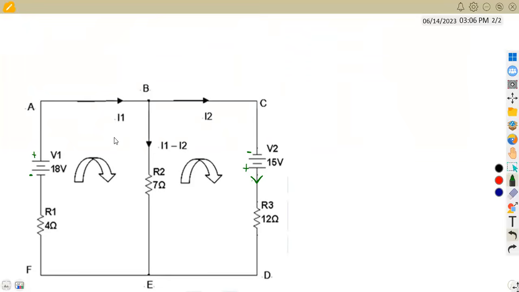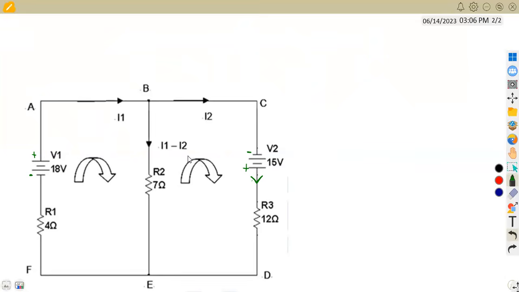So if you have to take note, let's say this is our current one, and this is our current two. As we said, it is going to flow out this way from the positive. So that's our direction of current. So from B to E, it is going to be current one minus current two, since these are opposing.